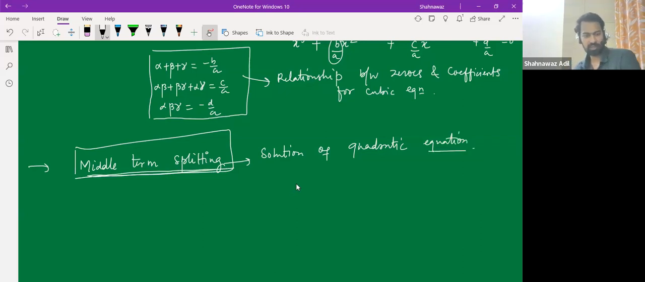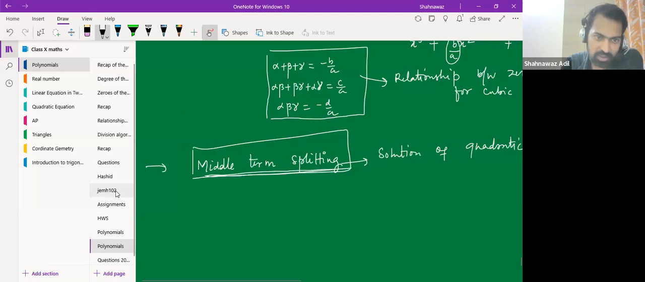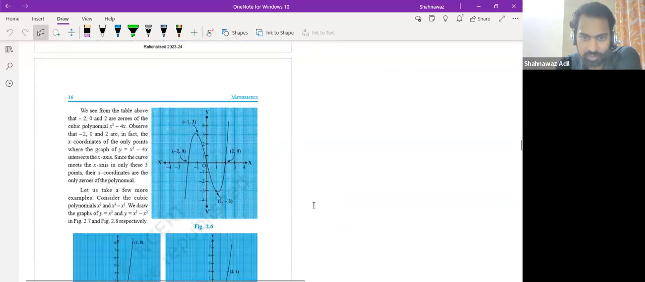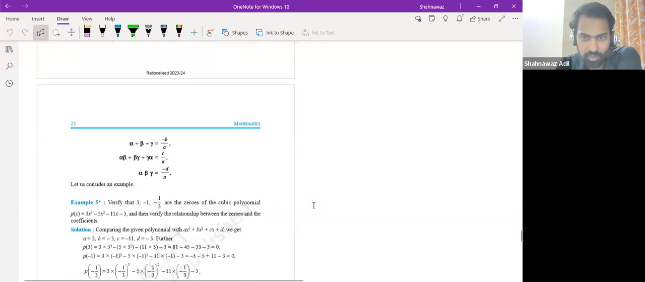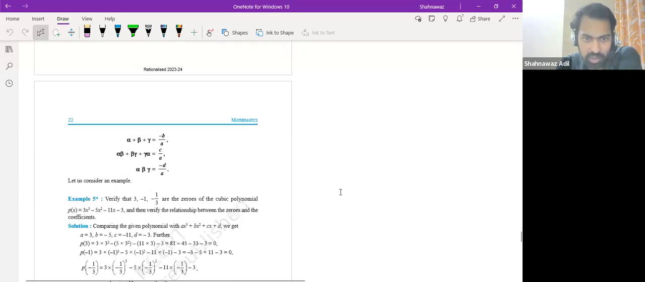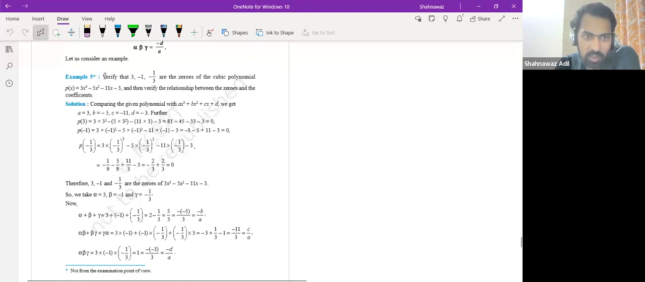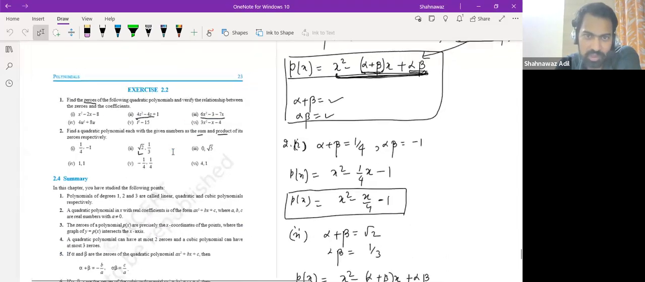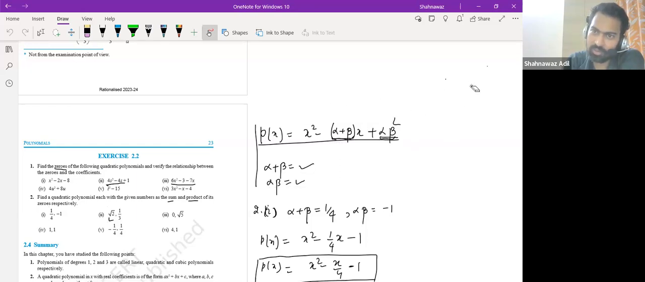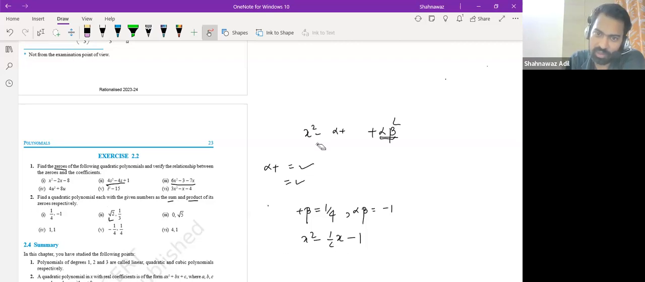Okay, so now without wasting your time, let me just get back to the exercise. So is this current syllabus? Yeah, this is current syllabus. So yeah, this one we proved, right? Okay, and this is the question of an example. This is not from the examination point. Okay, what we can do. This is a very small chapter, right? And let us quickly get it over. You guys are already familiar with the quadratic equation, so it would not be that difficult.